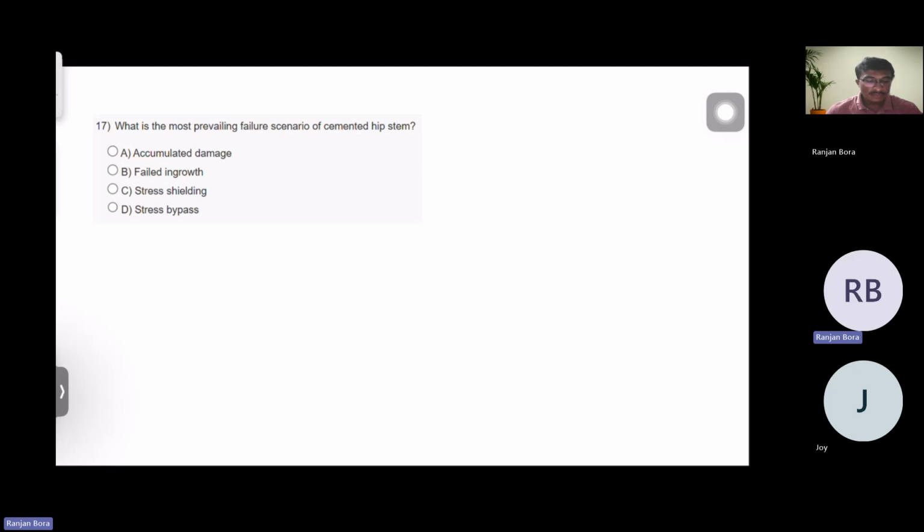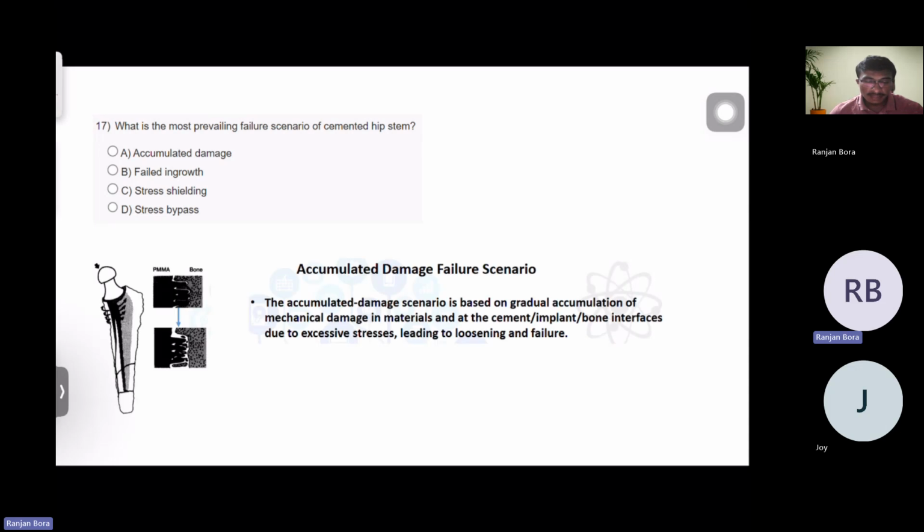And next question is, what is the most prevailing failure scenario of a cemented hip stem? So accumulated damage is the most prevailing failure scenario, in which it is based on gradual accumulation of mechanical damage in materials and at the cement implant bone interfaces due to excessive stresses, leading to loosening and failure. Option A is correct.